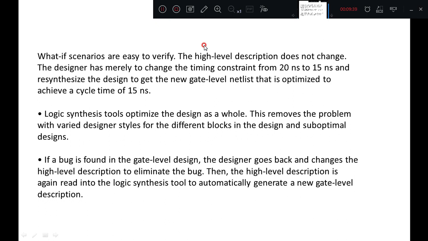If a bug is found in the gate level design, the designer goes back and changes the high level description to eliminate the bug, and then the high level description is again read into the logic synthesis tool to automatically generate the new gate level description.